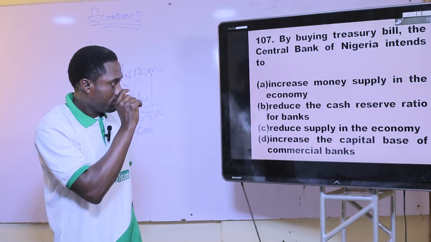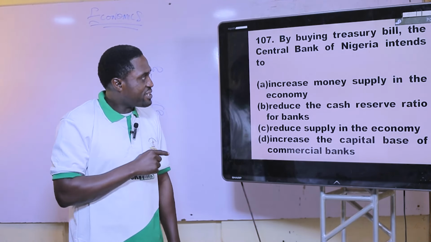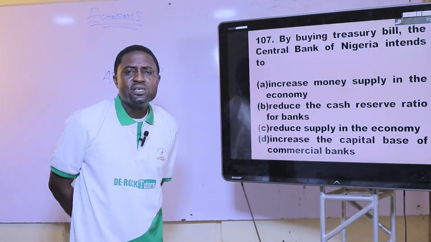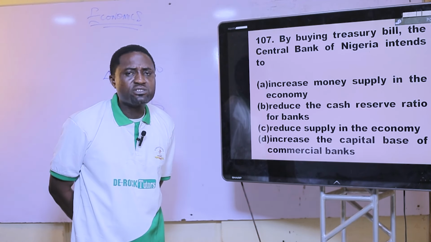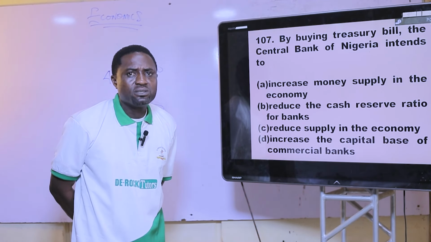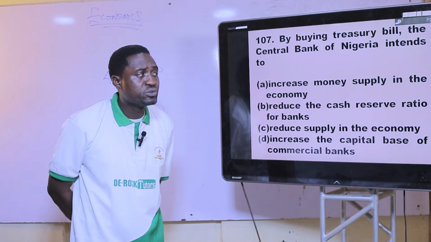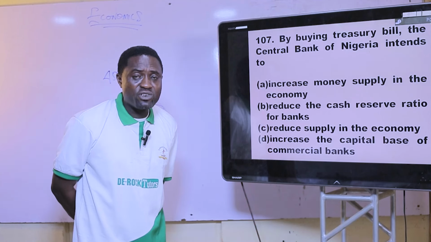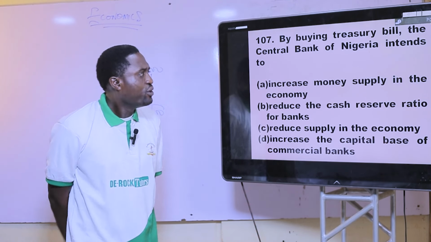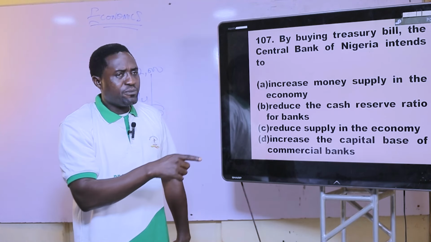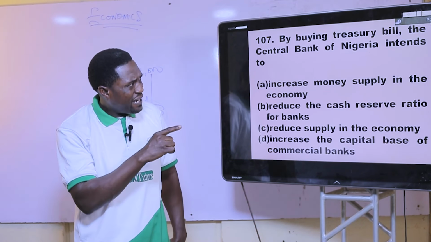The next question. By buying treasury bills, the Central Bank of Nigeria intends to... The Central Bank can decide to reduce money in circulation, and they can also decide to increase money in circulation. By doing what? By buying securities, by selling securities. And one of the securities that can be sold is treasury bills, and one of the securities that can also be bought is treasury bills.